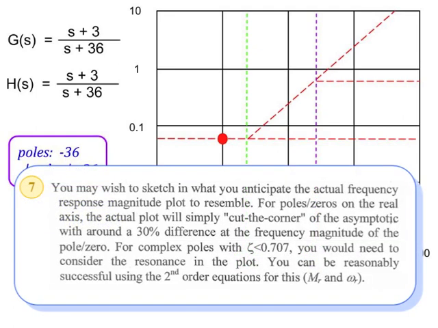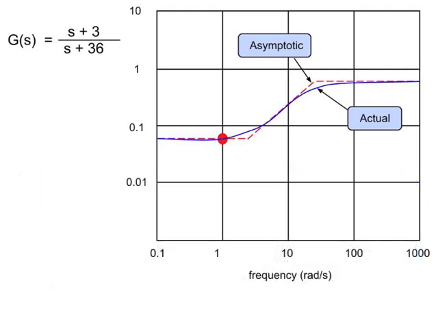We'll now finish this example by sketching in what the actual frequency response plot looks like on the basis of our asymptotic plot. And in this case, the poles and zeros are on the real axis, so we simply need to cut the corners and smooth out the curve. Here I'm showing the asymptotic and actual frequency response plot for our system G(s). So I hope you're beginning to see that it's easy to generate these magnitude plots for various transfer functions.